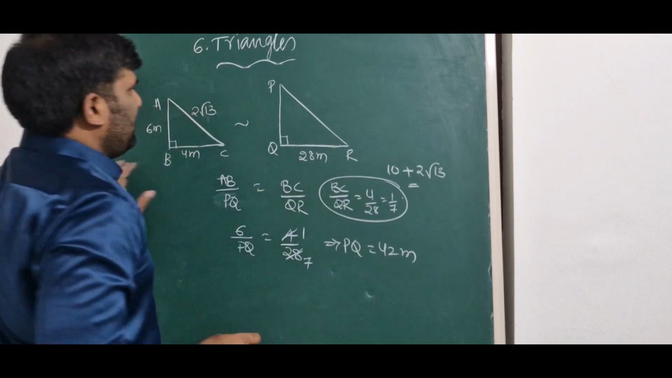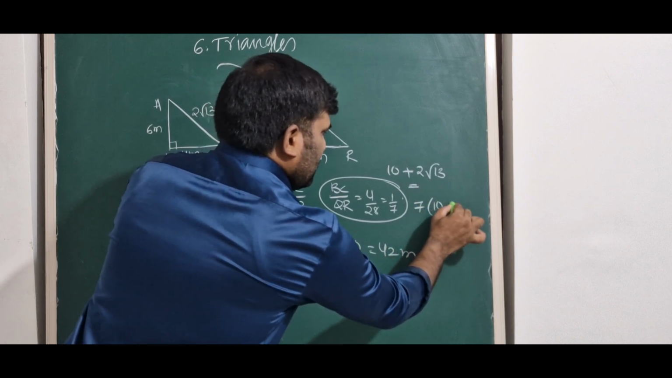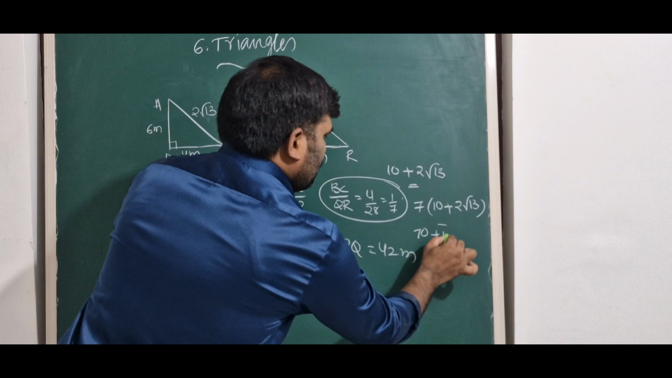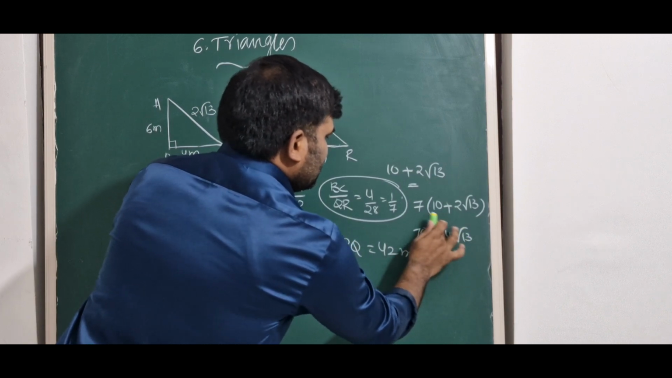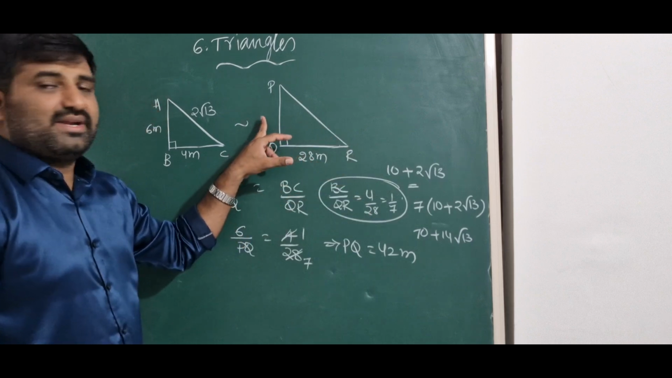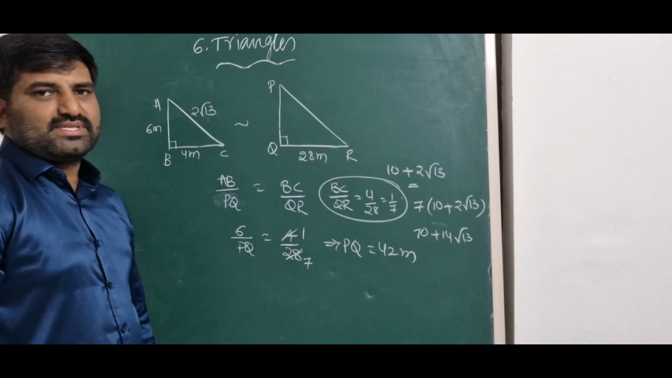If you want to find the perimeter of this, same like this, you can write 7 times 10 plus 2 root 13. So that means 70 plus 14 root 13 is the perimeter of this. Actually in the exam you will get normal numbers, sides as integers, you will not get irrational numbers like this.